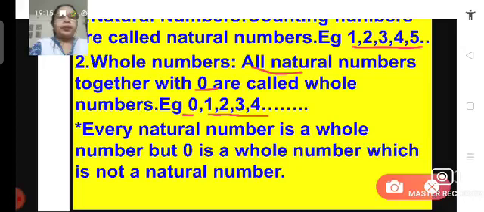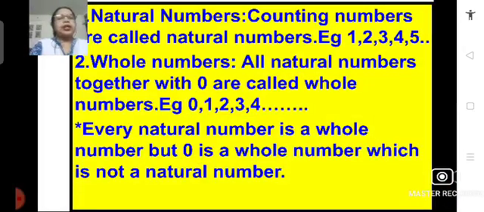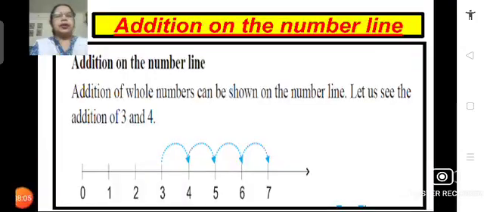They are whole numbers. Now every natural number is a whole number, but 0 is a whole number which is not a natural number. That means all the natural numbers are whole numbers, but all the whole numbers are not natural numbers. Now let's understand how we add the whole numbers on a number line.